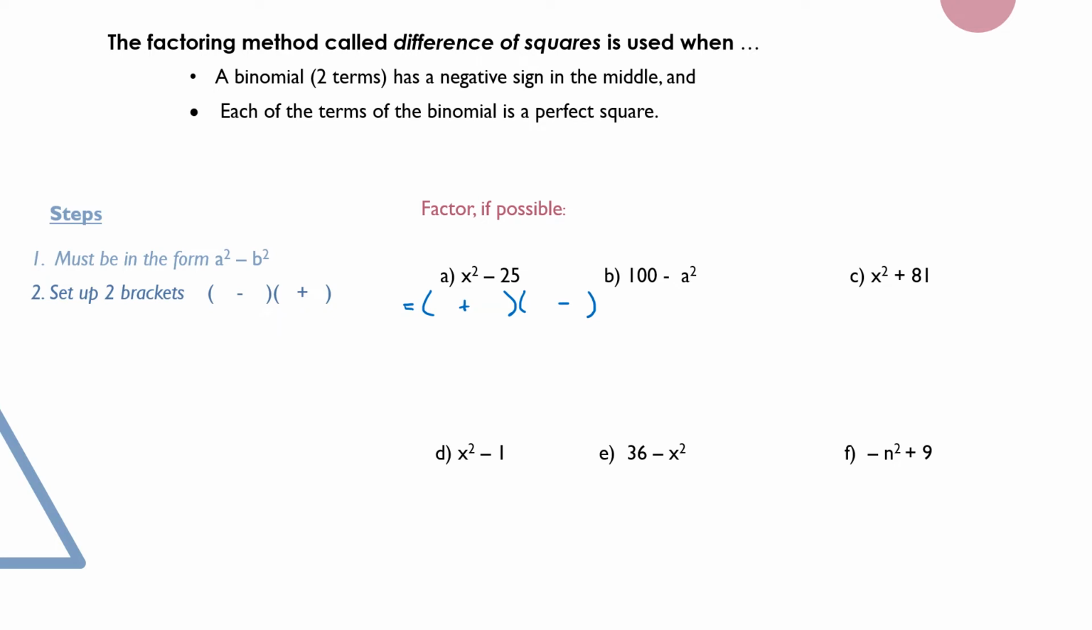So first step is to identify that it is a difference of squares. The second step is to get our brackets up. Third step, we're going to fill in the empty spots of the brackets with square root terms. So let me switch colors for this. So the square root of x squared, that is x. Since that was at the front, it's going to go at the front. The square root of 25, forget about the negative, the square root of 25 is 5. Since that was at the back of this binomial, it's going to go at the back here.